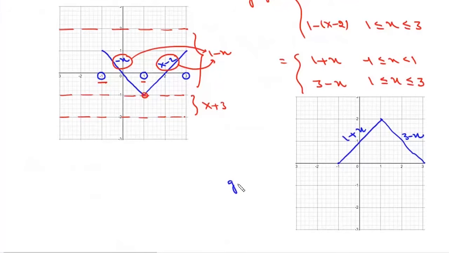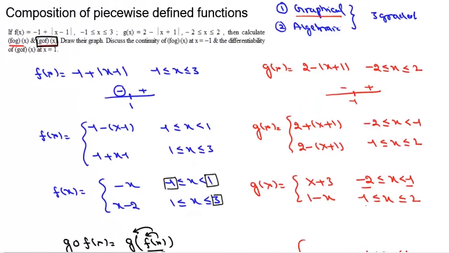Now this g of fx, it is continuous in minus 1 to 3, and it is not differentiable at x equals 1. So this function, it is not differentiable at this point, x equals 1. So we can solve these composite functions either using graph or using this algebraic method. Now we'll take up the second example.